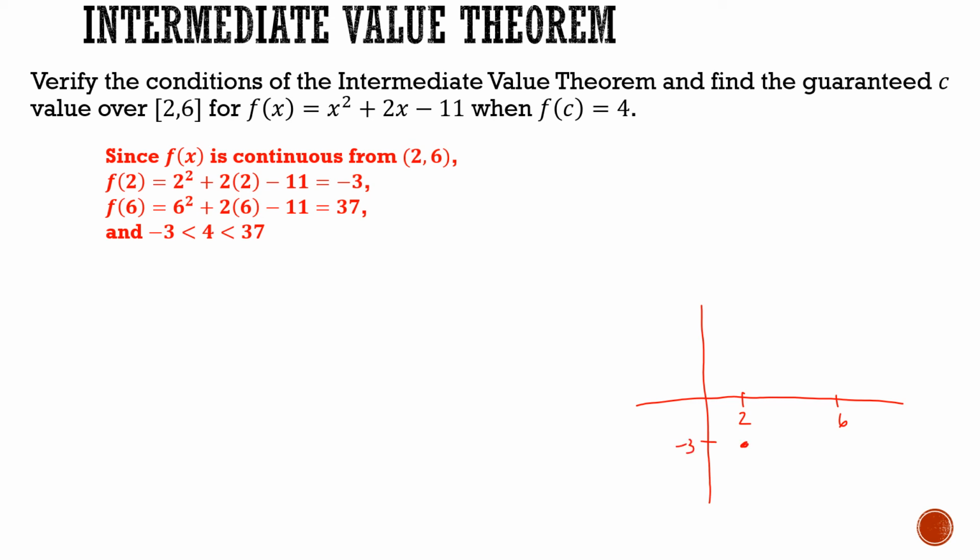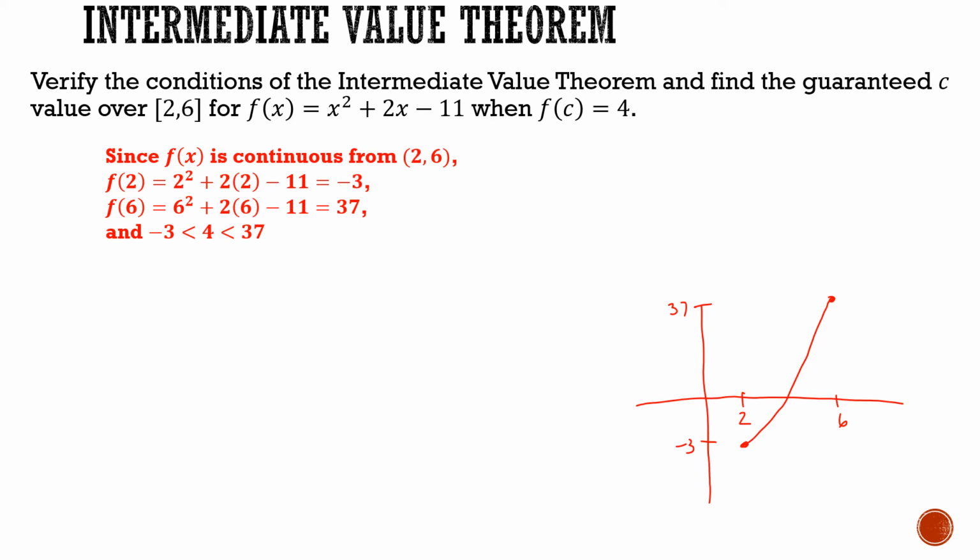And my f of b, or f of 6, was somewhere up here at 37. So, like that. And I know the function is continuous. So I'm just going to curve it out, since it's nothing real funky, it's just a quadratic. I know it's continuous, and I know I have those boundary points.